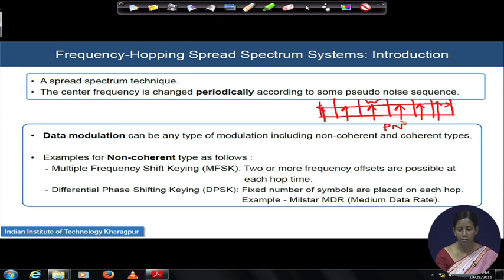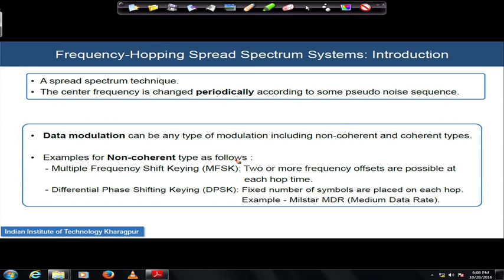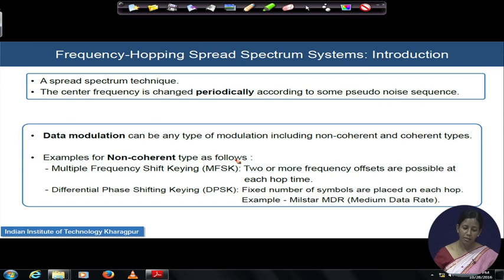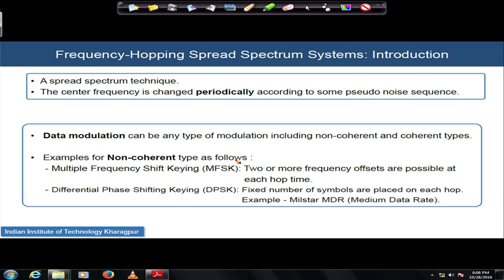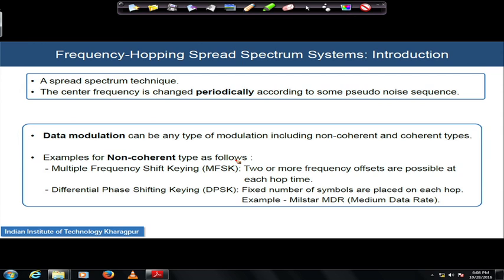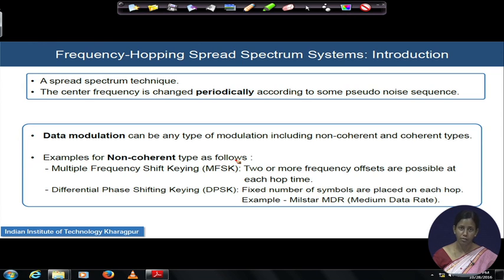This sequence will be inherent to the system designer and the type of design that you are doing. So, the key of this whole system design is the design of this secret PN sequence code. The data modulation that will be going in between will be of different types. It can be a coherent type of modulation or it can be a non-coherent type of modulation. The famous non-coherent types of modulation usually used for these frequency hopping spread spectrum systems are the MFSK, the multiple frequency shift keying, or the differential phase shift keying.